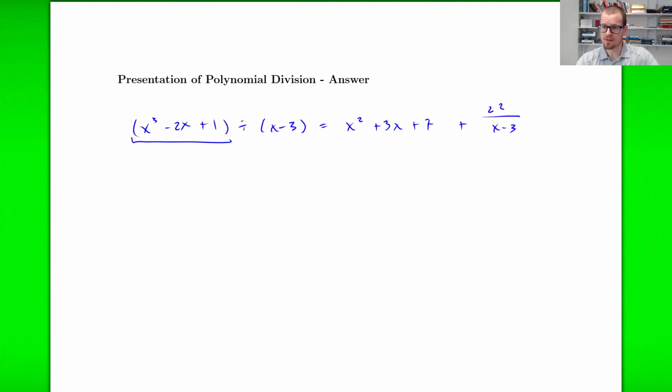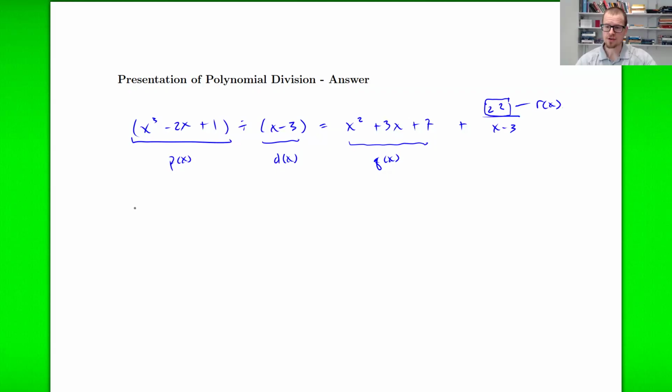So oftentimes what we're given is some polynomial p of x, and we want to divide it by some other polynomial, the divisor d of x. When we do that, we're going to end up with the quotient. Oftentimes this is referred to as q of x. And this remainder, just the numerator here, is often called r of x.